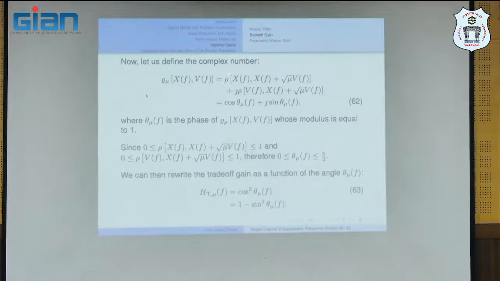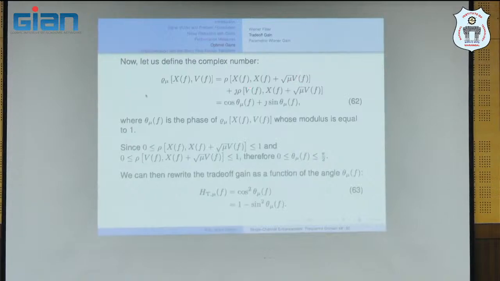So this is the coherence between x and x plus square root of mu v, plus j, the coherence between v and x plus square root of mu v. You see, instead of y, we write x plus square root of mu v, because this is the new. We want to give more weight to the noise. And this will be defined as theta mu.